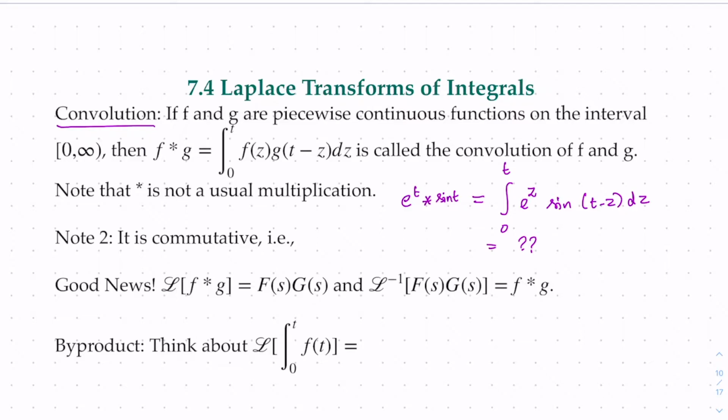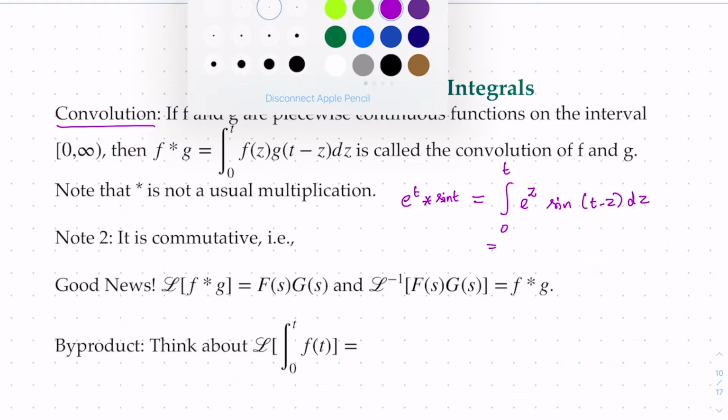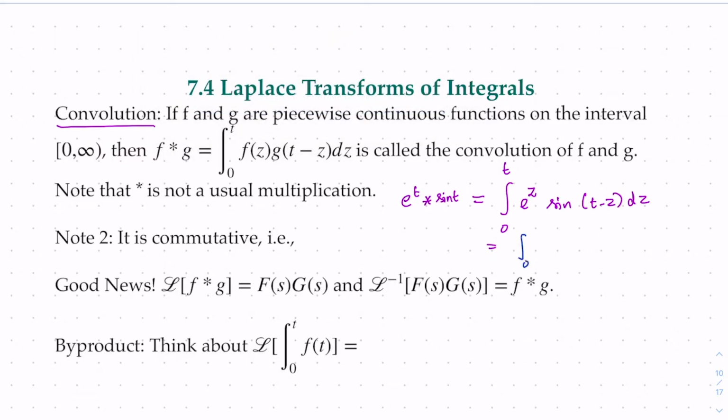But before I go to the good news, I want to say one other thing. This is also good news, by the way, and that is note 2: it is commutative. What do I mean by that? This integral is exactly the same as flipping it around. This integral is the same as the integral from 0 to t of sine z times e to the t minus z dz. That's good news, because then this is sine t convoluted with e to the t.